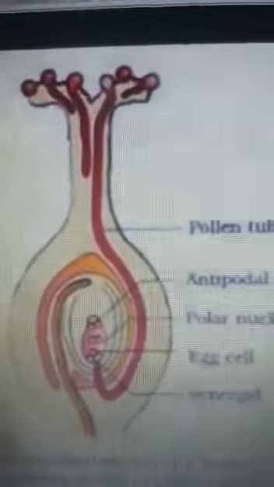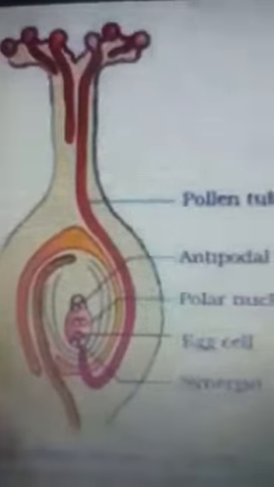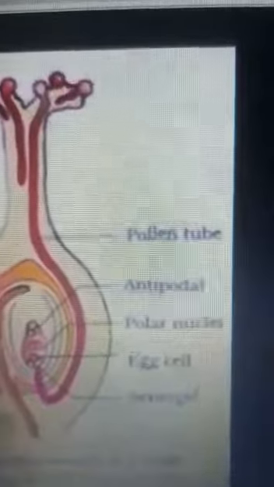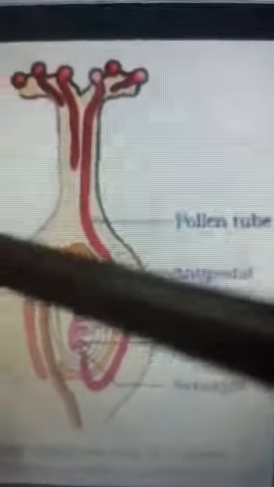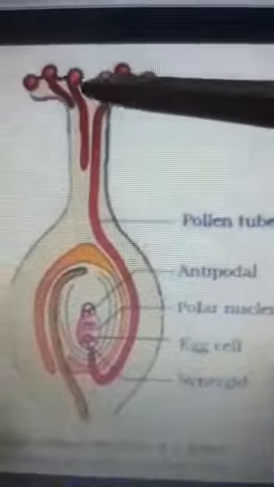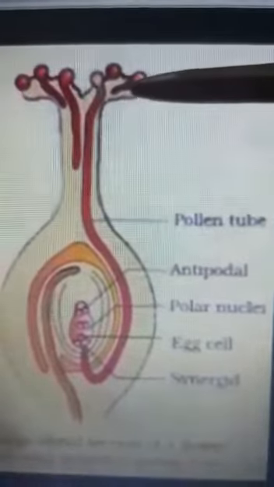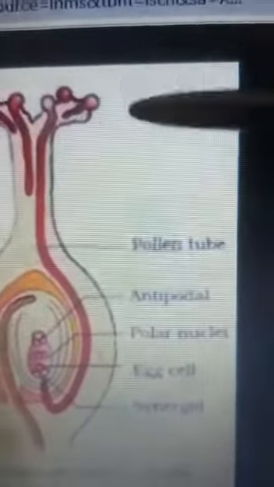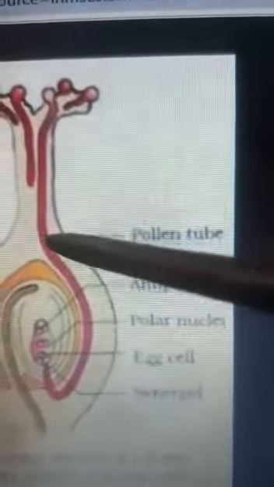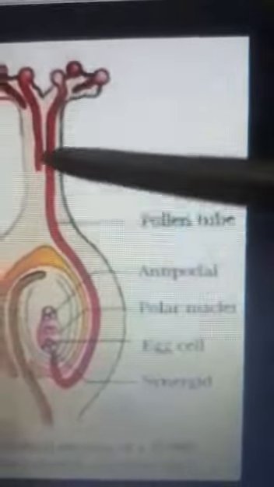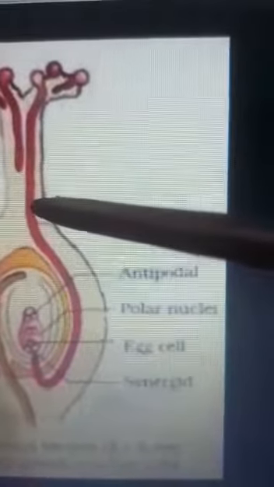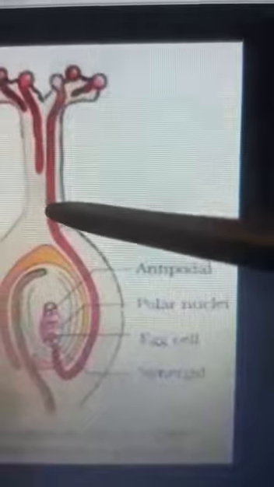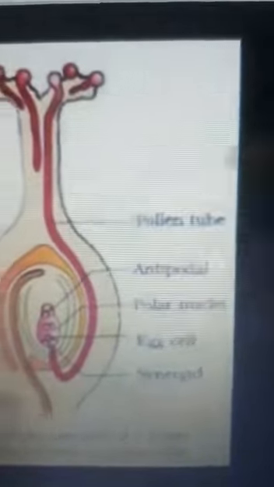Pollen grains fall on the stigma and absorb the sugary substances secreted by the stigma. They absorb that substance and form a pollen tube. This is a pollen tube. This thin pollen tube carries the male gametes. Within the pollen grain, the male gametes are present.